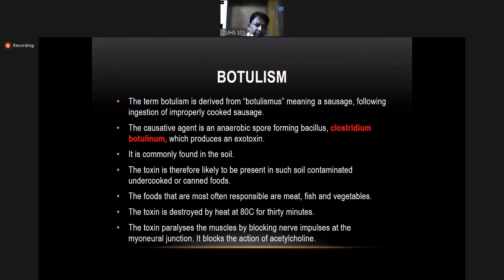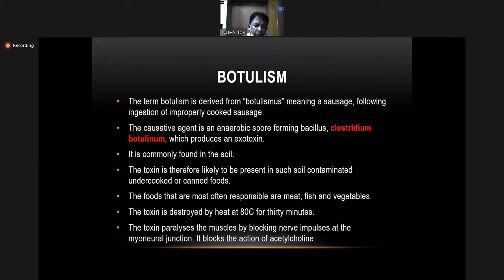The causative agent is an anaerobic spore-forming bacillus, Clostridium botulinum, which produces an exotoxin, not an enterotoxin. In the toxin type of food poisoning, this bacteria produces exotoxin, which actually causes the toxicity. It is commonly found in the soil, commonly mixed up with food crops like grains. The toxin mixed up in the grains and causes food poisoning.